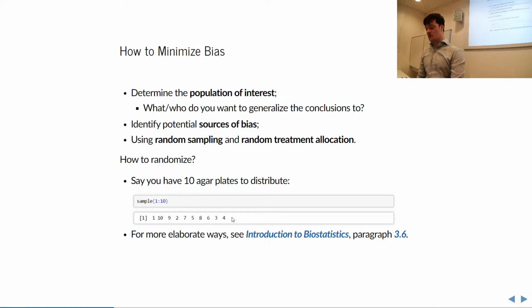systematic difference in groups. Of course, there are more complex study designs, like maybe you have a continuous variable, then this is a bit more complex. But I have written about this in the first book, Introduction to Biostatistics, which you can find on GitHub, paragraph 3.6.